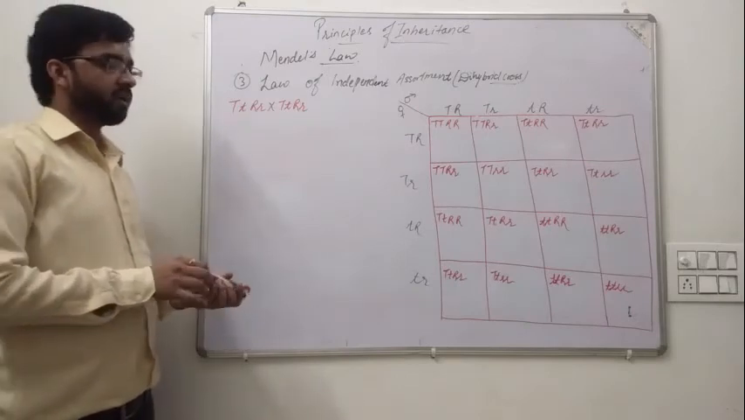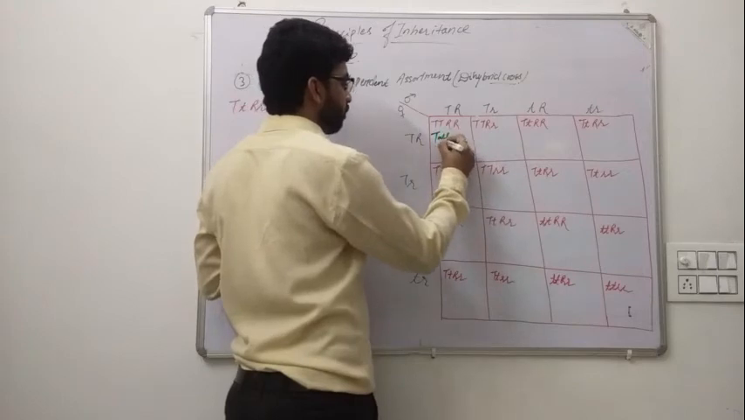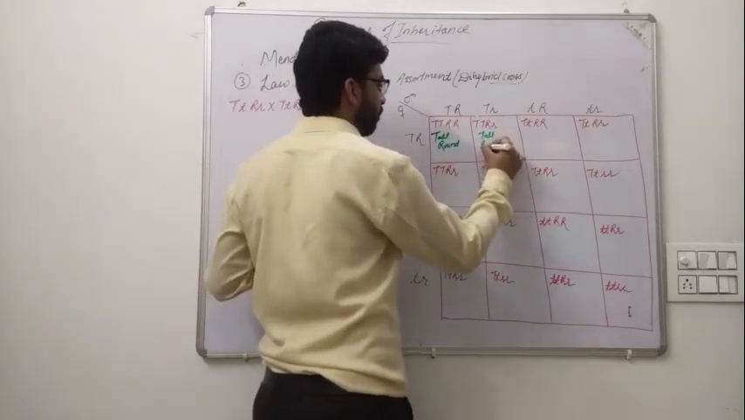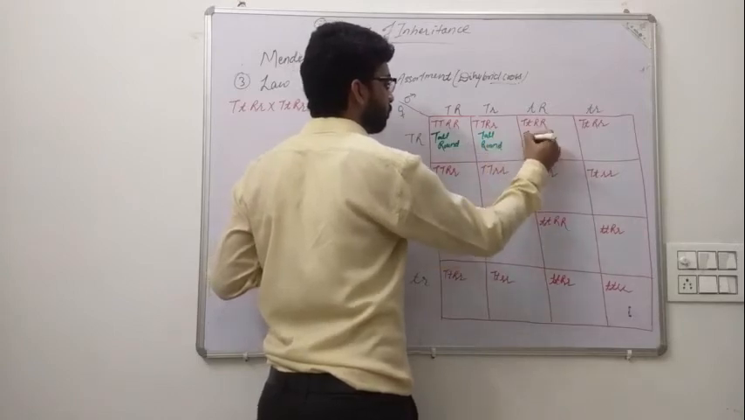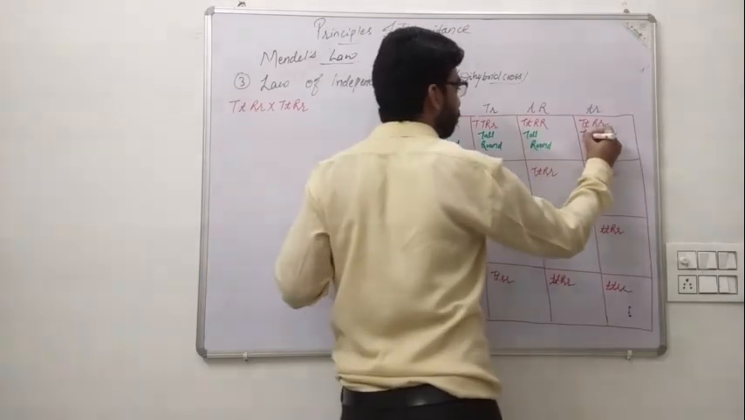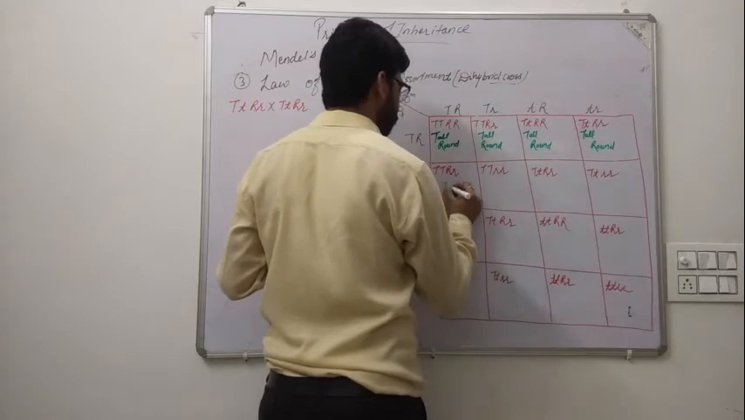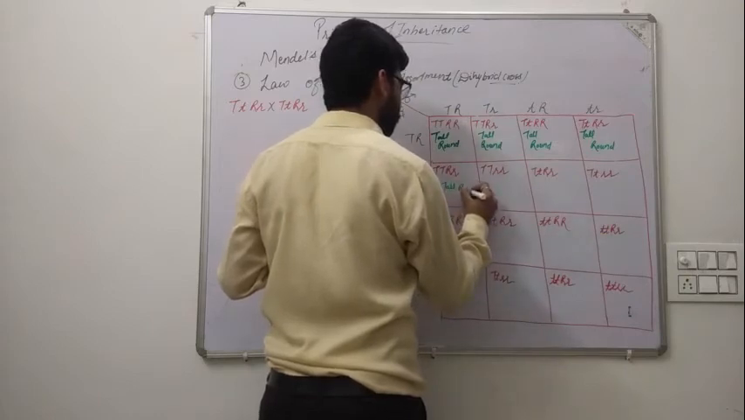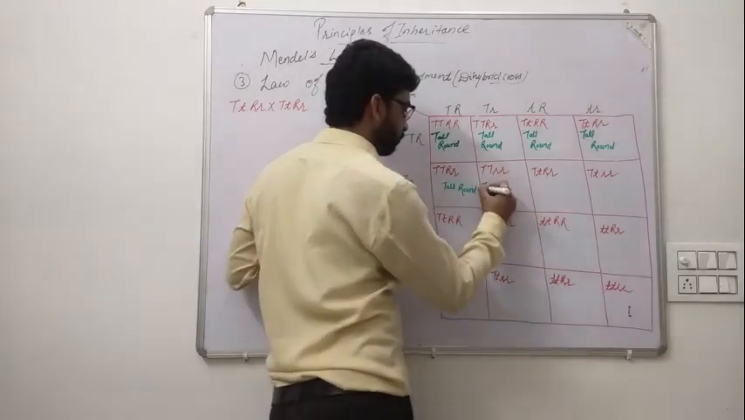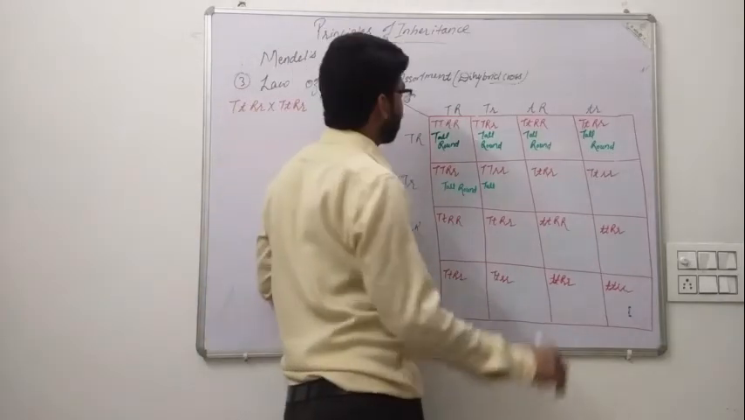Now do their phenotypes also. Tall round, tall round, tall round, tall round, tall round, tall round, and tall, small t here, sorry, kept smaller here, for wrinkled.